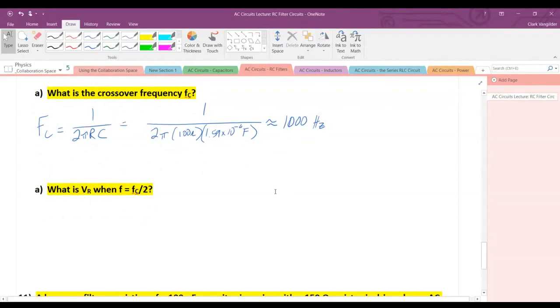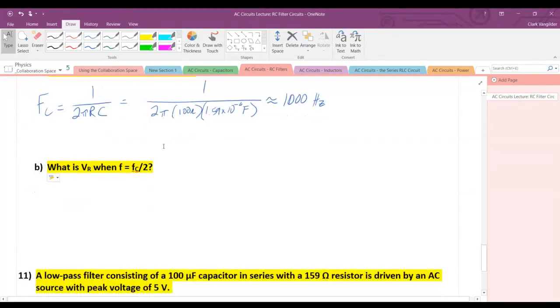What is the voltage across that resistor when the frequency is half of the crossover frequency? I guess this should be B instead of... wait a minute, A's, that can't work. What is VR when it's half of that? So this is a little bit more involved. And so let's trot out the formula here.